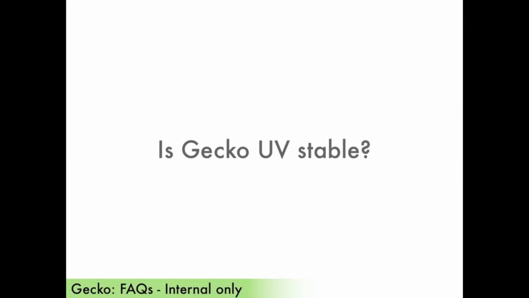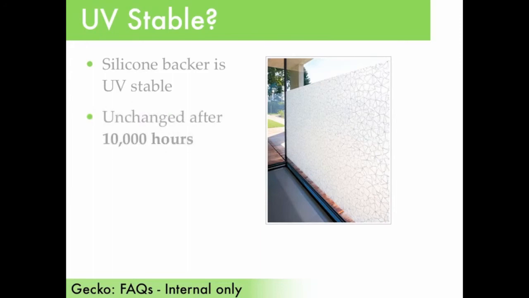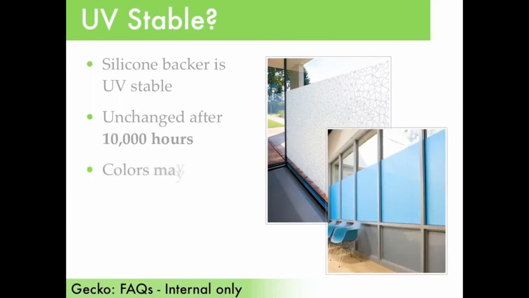Is Gecko UV stable? The special silicone backer is UV stable. In one instance, for example, the Gecko adhesive properties remained unchanged after 10,000 hours of exposure in the warm conditions of Arizona. Be aware that colored materials may undergo fading due to ultraviolet and visible light. Finally, Gecko is temperature stable up to 390 degrees Fahrenheit or 200 degrees Celsius.